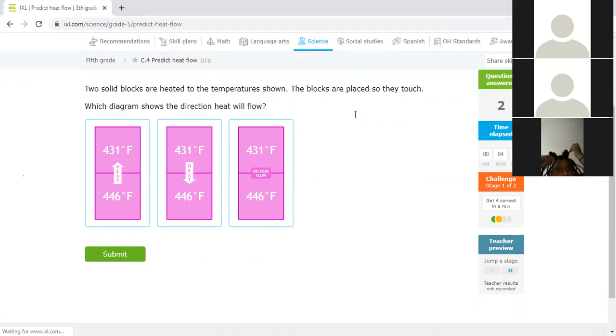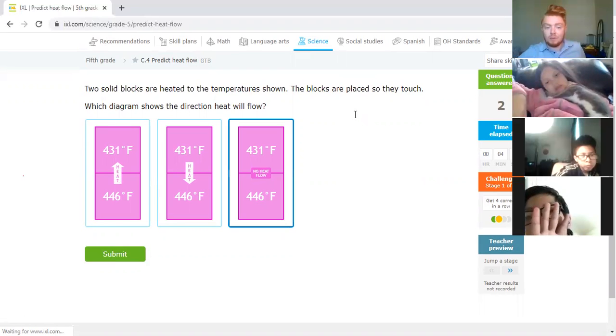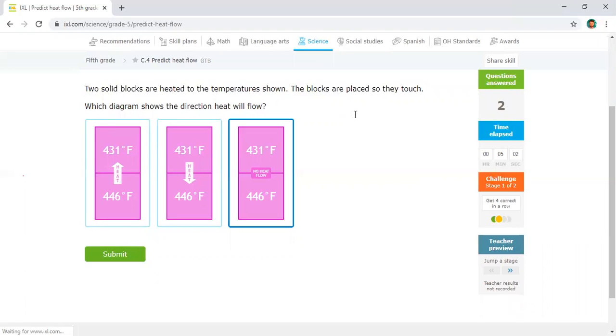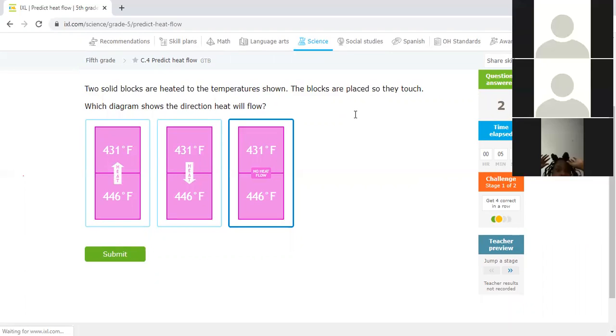The third one? The third one right here? Yeah, it says no heat. Oh, that's no heat flow. Right, that one says no heat flow. Yeah. Do you think it's a no heat flow?